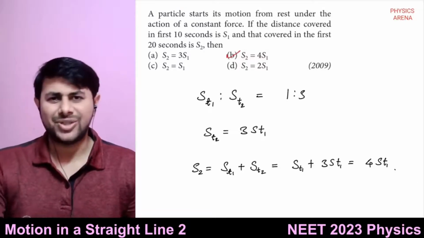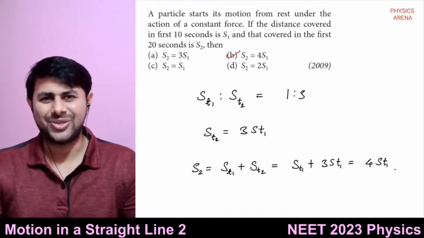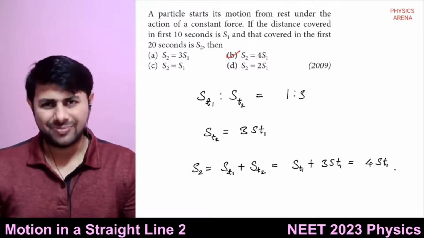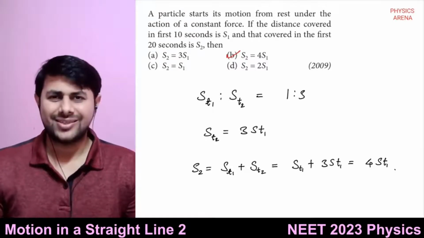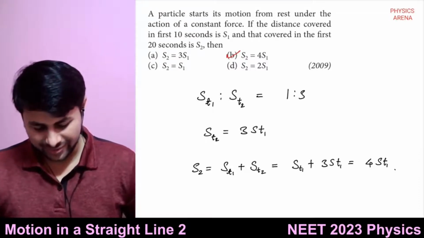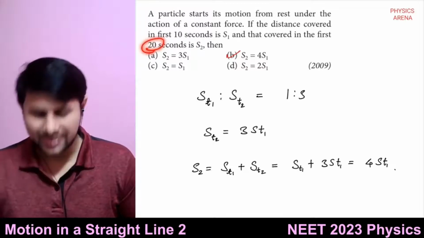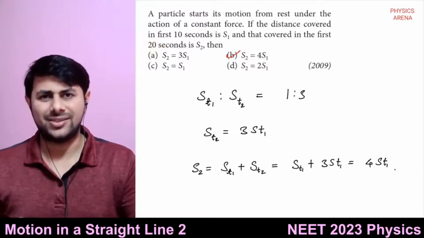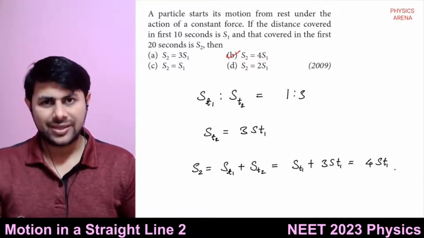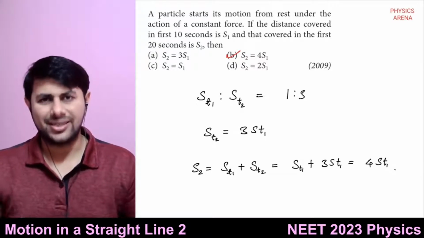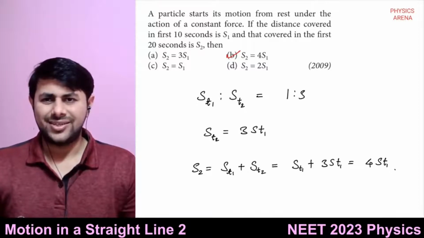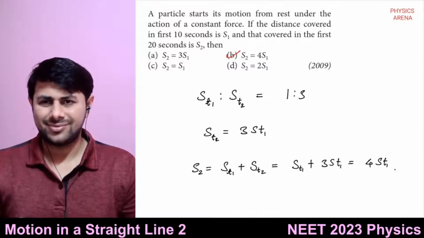So reading the question properly, understanding the question is important. Sure, it is based upon Galileo's law of odd numbers, but there is a catch. They are saying 20 seconds, not next 10 seconds. So it is first 20 seconds. That means distance covered in first 10 seconds plus distance covered in next 10 seconds, total of that. Simple? Okay.